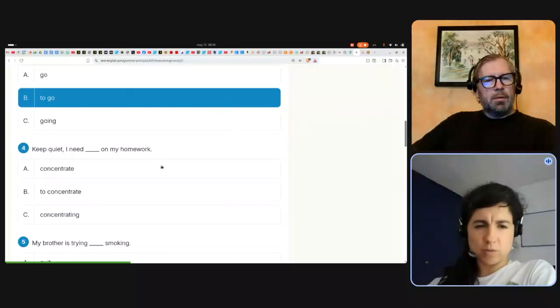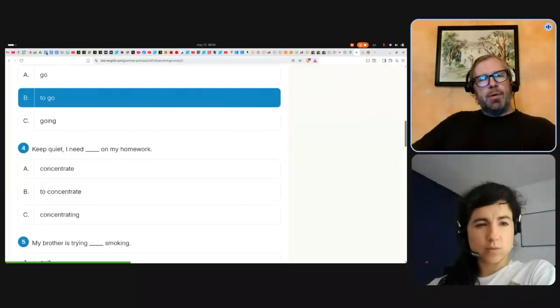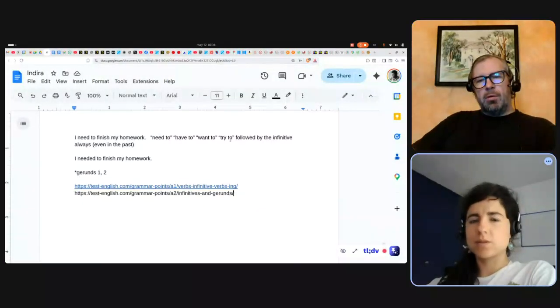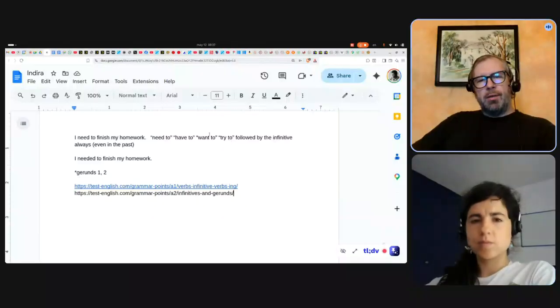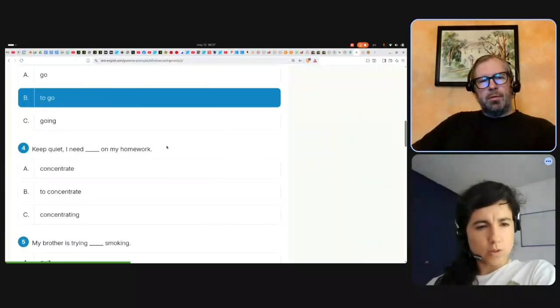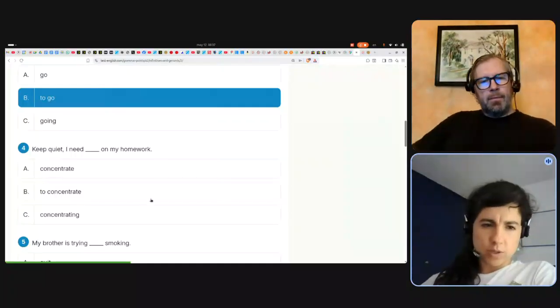Concentrating on my homework. Now remember we said semi-modals are with "to": need to, have to, want to, try to. Let's read these. Need to, have to, want to, try to. I need to concentrate on my homework.